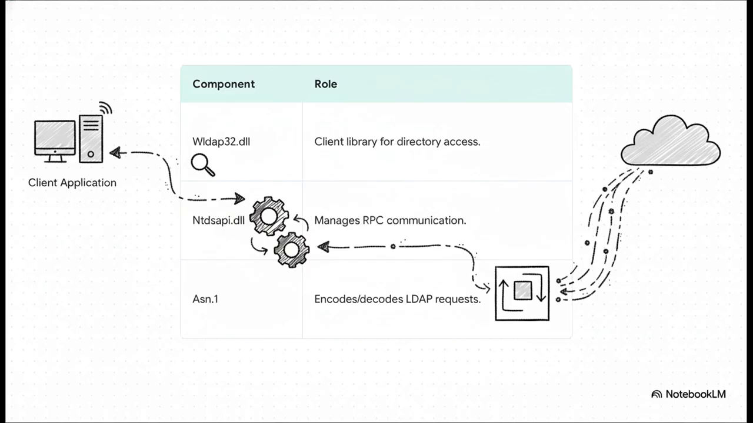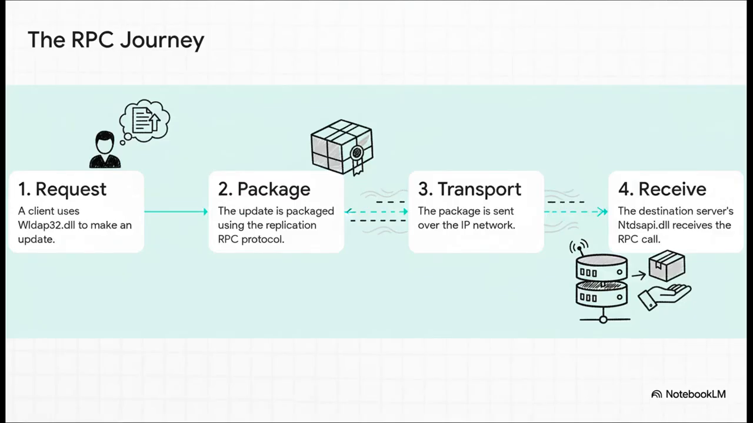Then Ntdsa.dll steps in and acts like a negotiator, handling all the back and forth with the server. And finally, a little packer named ASN.1 encodes the whole request into a neat, safe package that's ready to be shipped across the network. So, the whole RPC journey is super efficient.